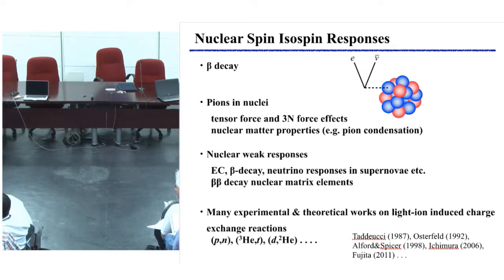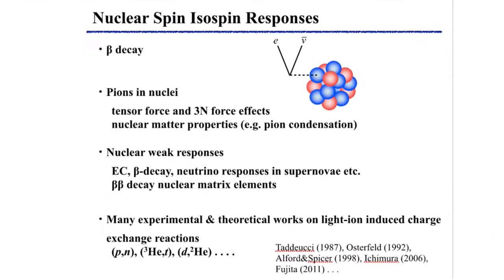We can probe only low-lying states with beta decay because of the Q value. So people started to use electromagnetic and hadronic reactions to probe nuclear responses in highly excited states. Among them, light ion induced charge exchange reactions, such as the (p,n) reaction, the helium-3 reaction, and the (d,2He) reaction, have been most popularly used so far. A rich amount of data and theoretical work has been produced, and it is reviewed in a nice review paper in the literature.